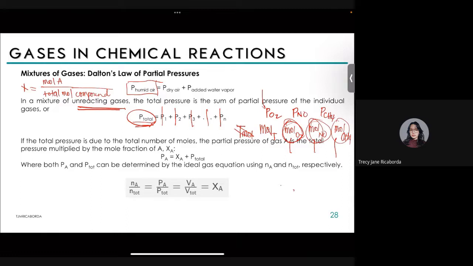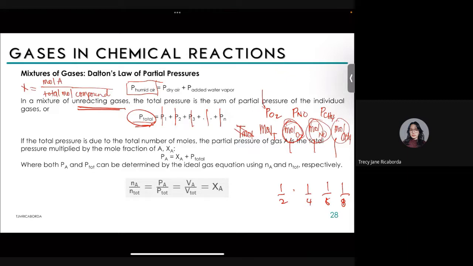Diba? So, may 1/2 ba ng mole fraction, may 1/4, and then may 1/8, and another 1/8. Diba? Yan equal to 1. So, the sum of the mole fractions must be equal to 1. And if it's expressed in terms of percentage, then the sum must be equal to 100%. Or else, may missing ka na component na hindi mo na-calculate.